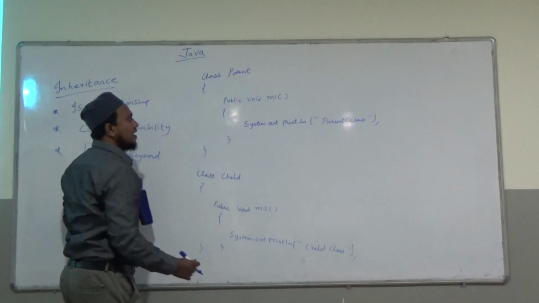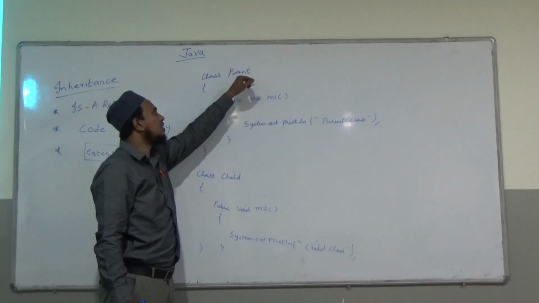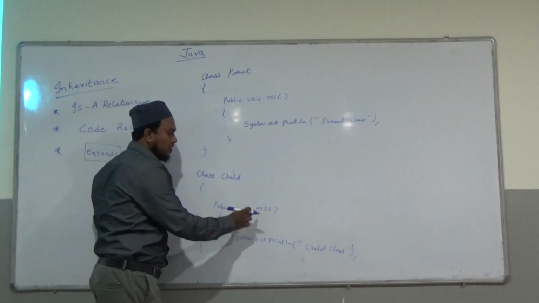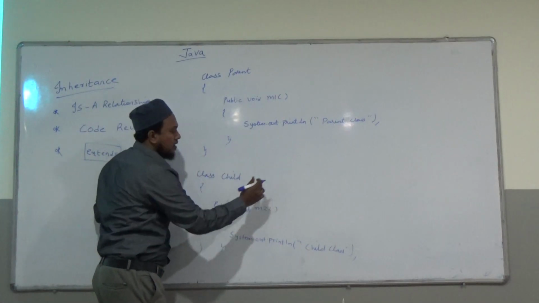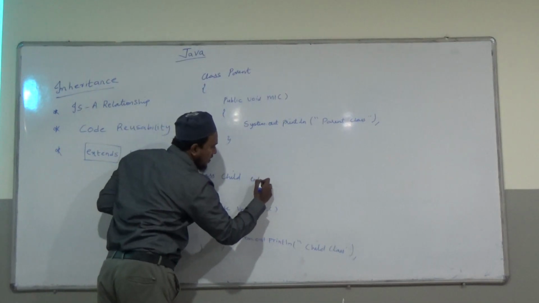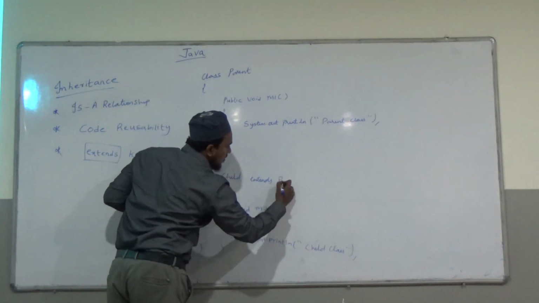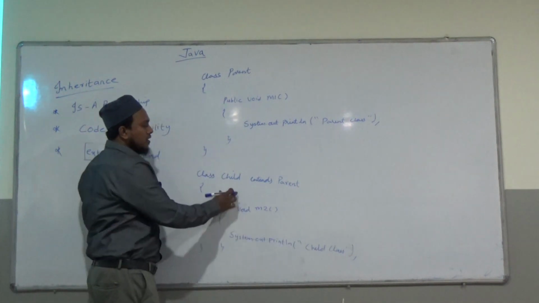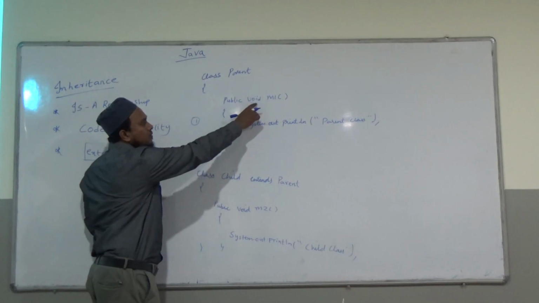Now see here, in this program two classes are there, parent class and child class. Parent class has how many methods? Only one method, that is m1 method. Child class has how many methods? Only one method, that is m2 method. Now pay attention. Here, if I write after child class extends parent, what is the name? Parent it is. Extends Parent. Now you tell me, in parent class how many methods are there? Only one method, that is m1 method.